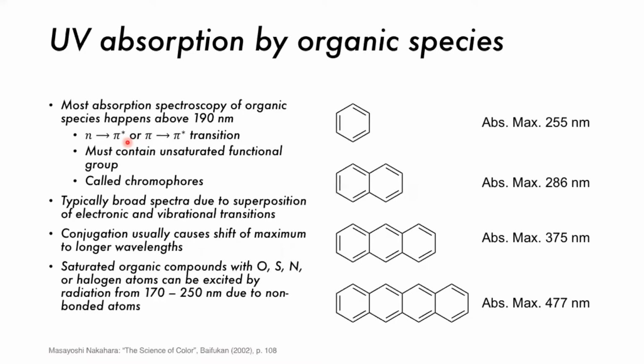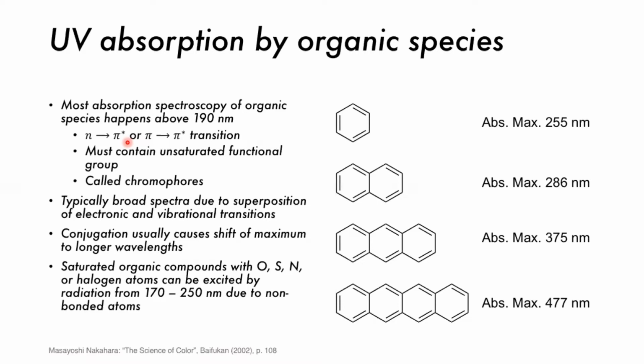These are typically broad spectra due to the superposition of electronic and vibrational transitions. There are a great many different transitions possible, a great many different energy levels, and these all overlap. And so what ends up happening is that we don't see individual peaks anymore, rather we see a broad continuum of wavelengths which are absorbed. The conjugation usually causes a shift of the lambda maximum, the maximum wavelength, to longer wavelengths.